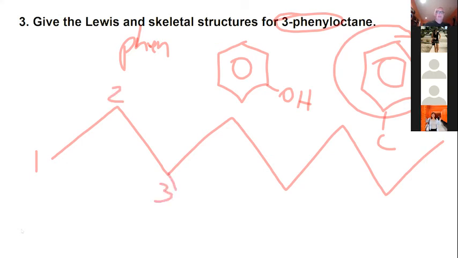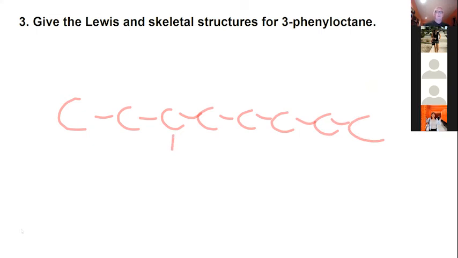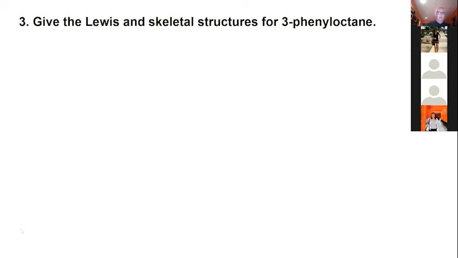So we just attach a phenyl group there. You can do it that way, or you can make the circle in the middle. So as far as the Lewis structure goes, just 8 in a row. And then off the third one, we have 1, 2, 3, 4, 5, 6. And then just fill in the hydrogens. Okay. All right.